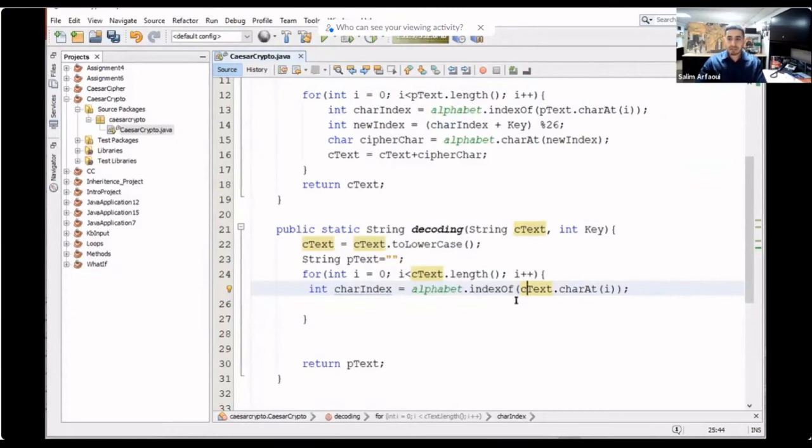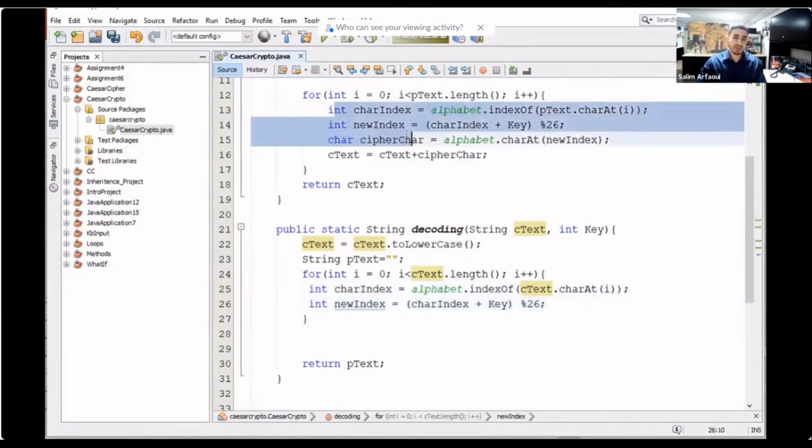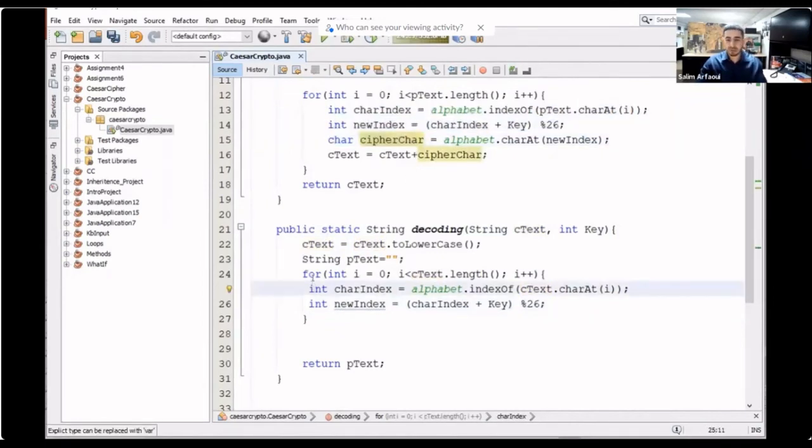And the next thing I'm going to do is to generate the new index like this. In the encoding we're shifting, and in the decoding we're also shifting, but we're just shifting in the reverse order. We're shifting back.